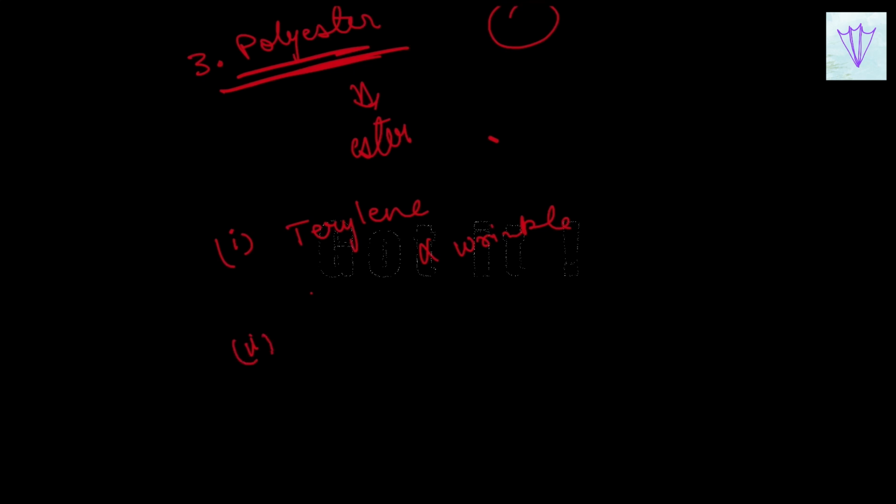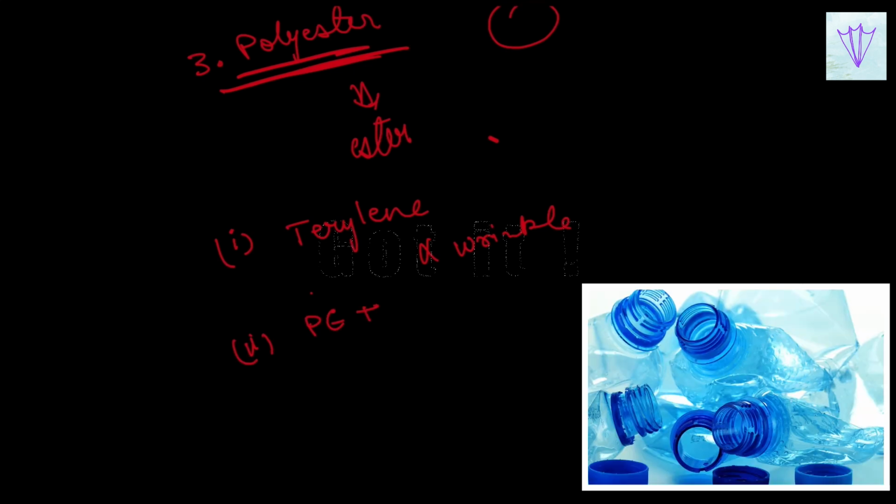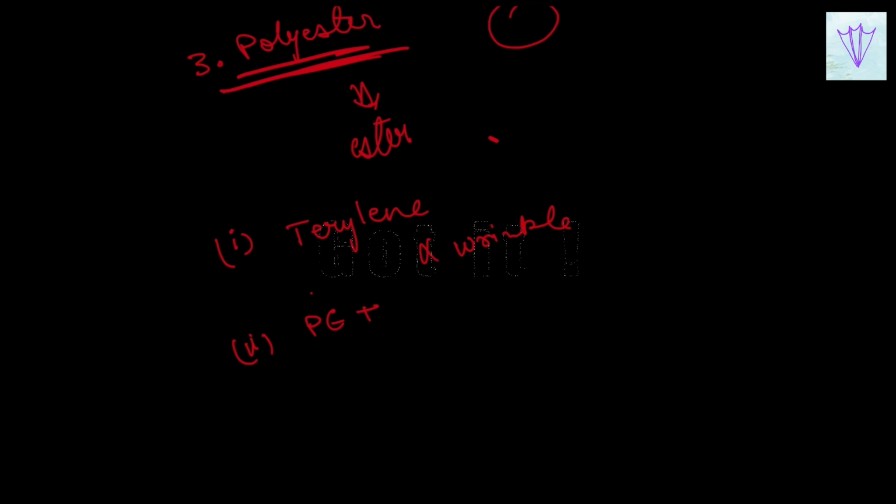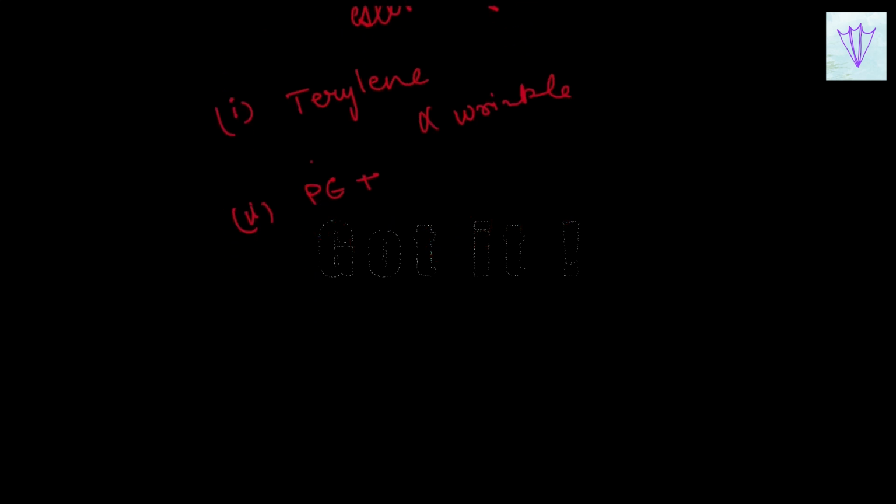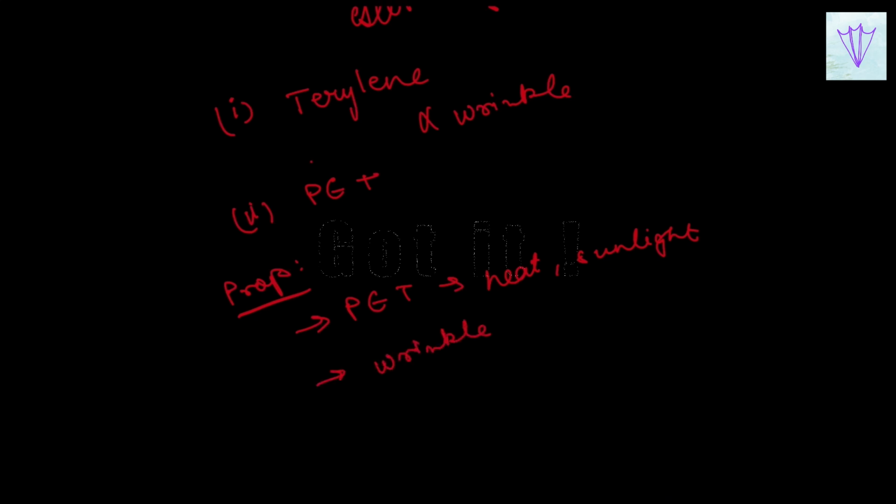And next is PET, polyethylene terephthalate, which is another type of polyester widely used in making bottles, wires, and utensils. The properties: PET is resistant to heat, sunlight, and chemicals, and it is wrinkle resistant and stretch resistant and can be recycled. And it is long lasting and it can be blended with natural fibers to make different types of fabrics.